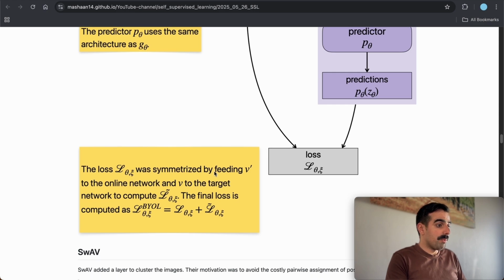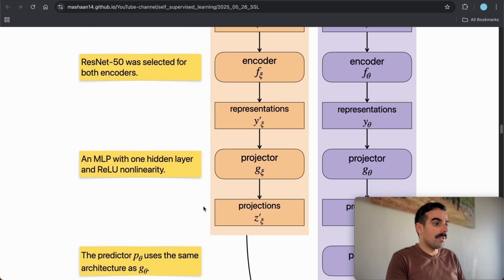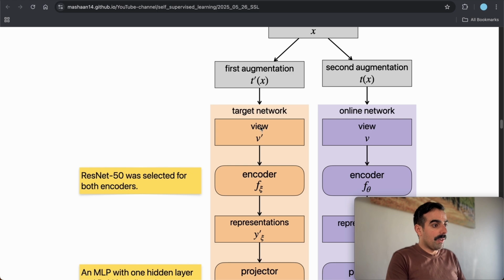And the loss was symmetrized by feeding V prime to the online network and V to the target network to compute the other loss, and we add the two losses. So first we run V prime into the target network and V into the online network. Then we run V prime into the online network and V into the target network. Then we add up the losses.